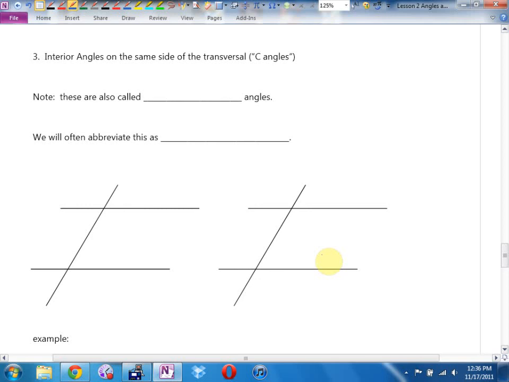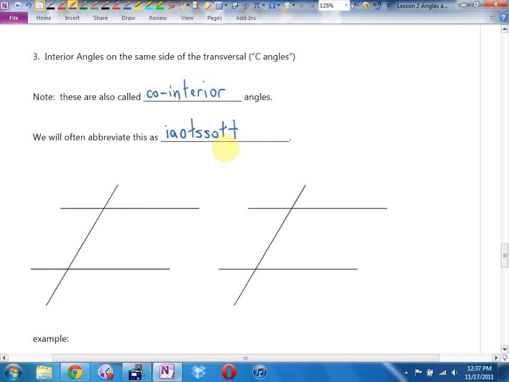These are also called co-interior angles. I think there's technically supposed to be a dash, co-dash interior, but whatever. My students and I used to abbreviate interior angles on the same side of the transversal as IASST, which is actually how you pronounce that. So if you say IASST or co-interior or interior angles on the same side of the transversal, you're talking about what I'm about to show you.